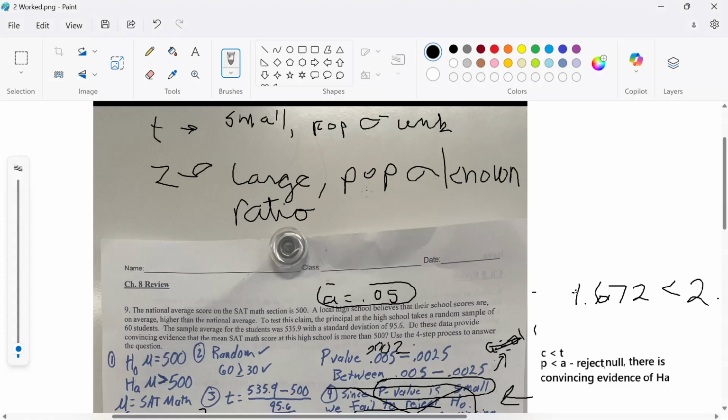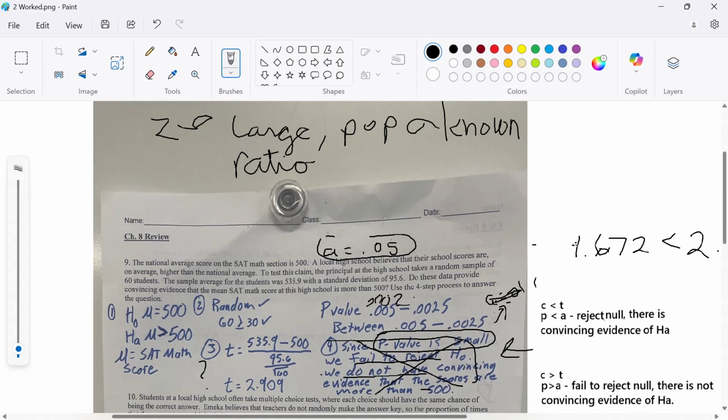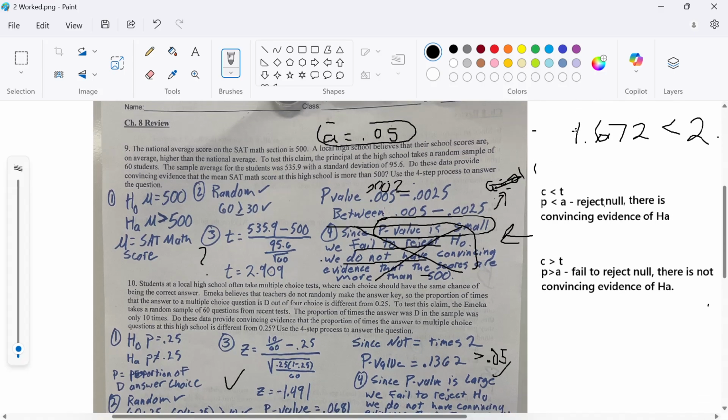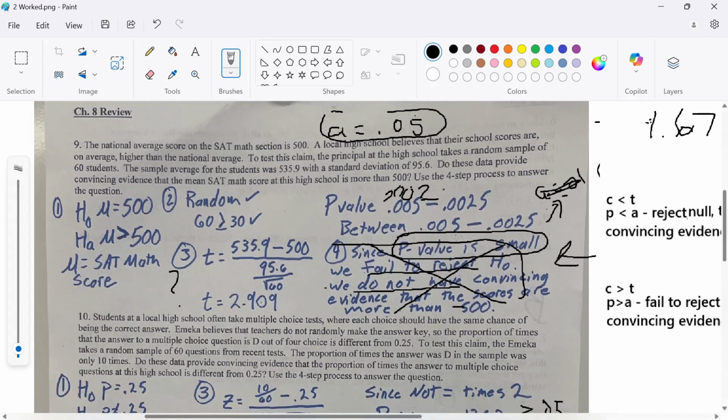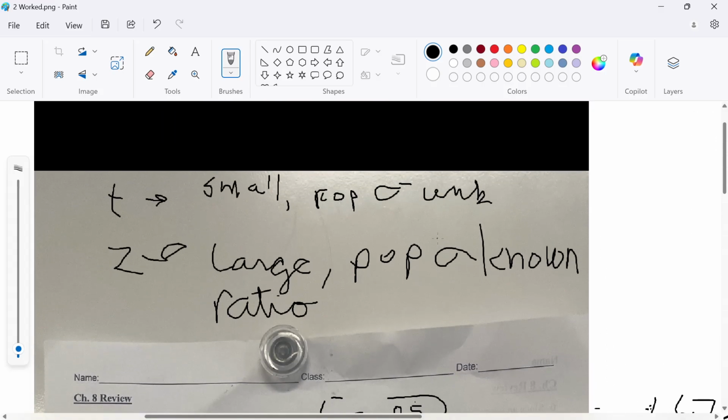This video is about how to find a p-value given a t-value or a z-score, and I'll go just a little bit into how to decide whether you're going to reject or fail to reject the null hypothesis, and when to use a t and a z. When do I use a t versus a z?